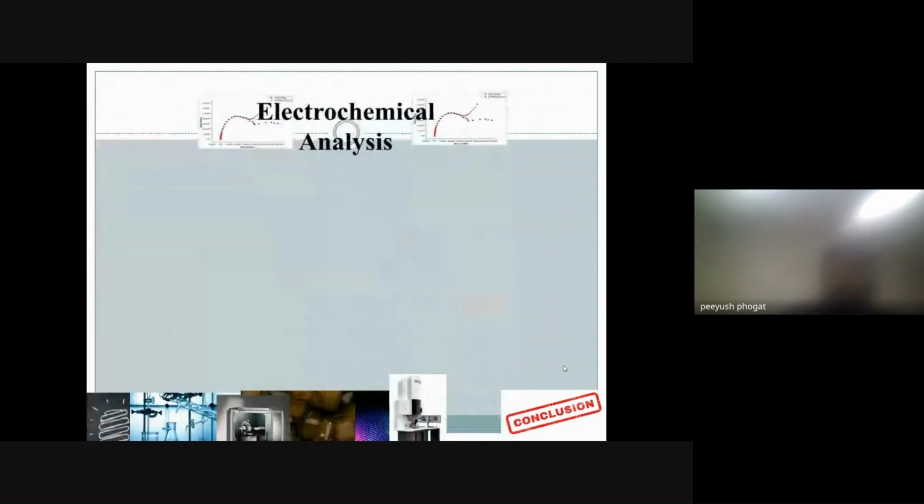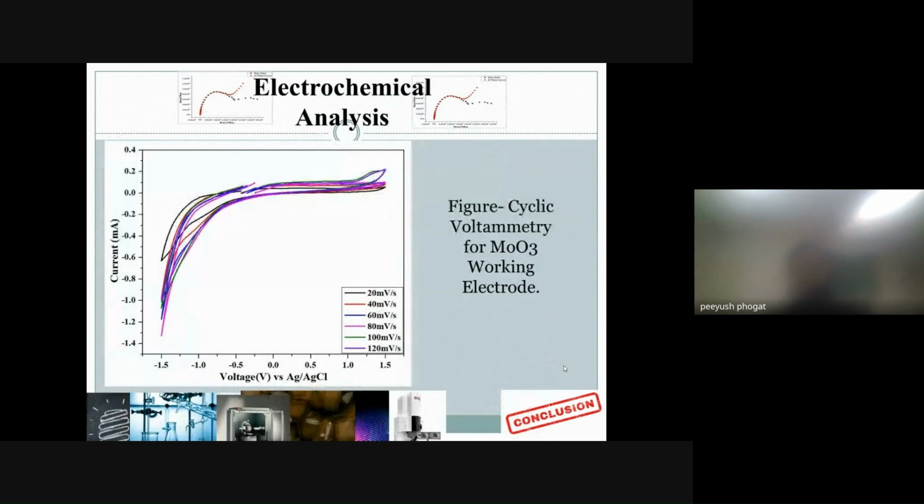For the electrochemical analysis, we performed cyclic voltammetry for a working electrode that we have deposited on an FTO. You can see that there is only a reduction peak and no oxidation peak, meaning that the working electrode will gain electrons onto the surface of the molybdenum trioxide working electrode, which is a very enhanced behavior because most of the material shows oxidation and reduction peaks.